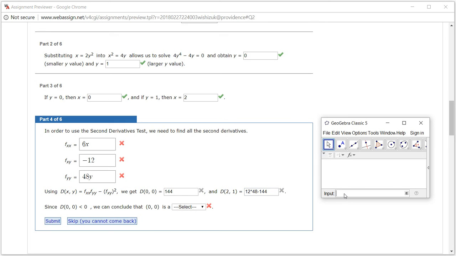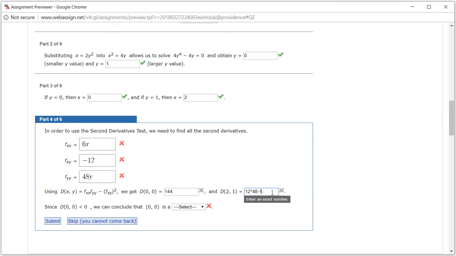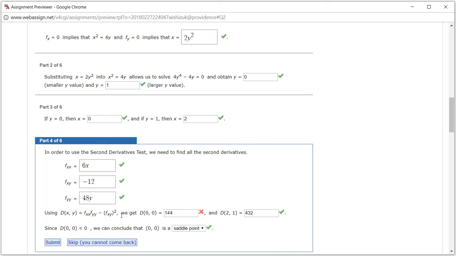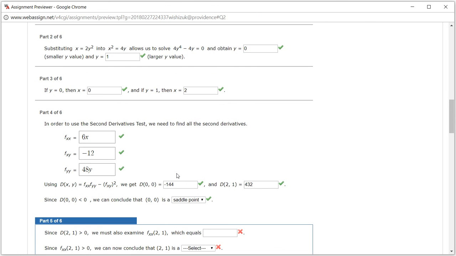I'm going to cheat a little bit here and compute this using GeoGebra. It's 12 times 48 minus 144. It came out to be 432. So I'm going to just put 432. So D of (0, 0) is negative. We can conclude that it's a saddle point. Let's submit. Actually, I messed up here. It's minus negative 12 squared, so it's going to be negative. Submit again. It came back and looks like we got part 4 correctly.